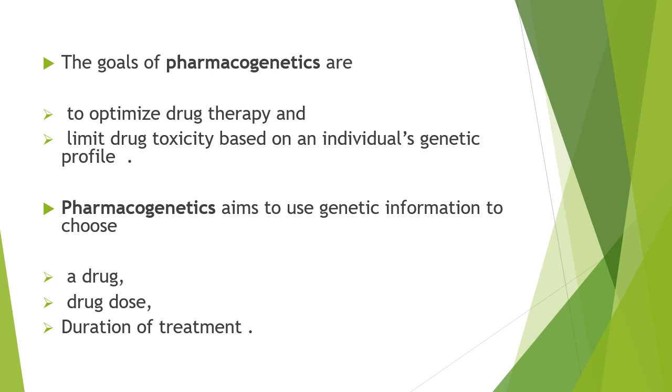The goals of pharmacogenetics are to optimize drug therapy and to limit drug toxicity based on an individual's genetic profile. Pharmacogenetics aims to use genetic information to choose a drug, dose of the drug, and the duration for which the treatment is to be given. This will have the greatest likelihood of achieving therapeutic outcomes with the least potential for harm in a given patient.